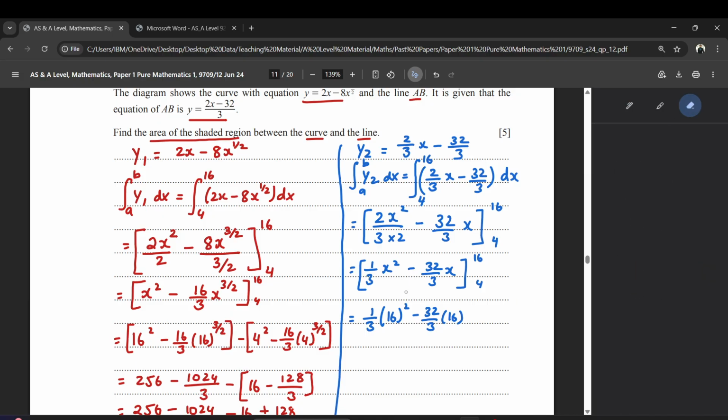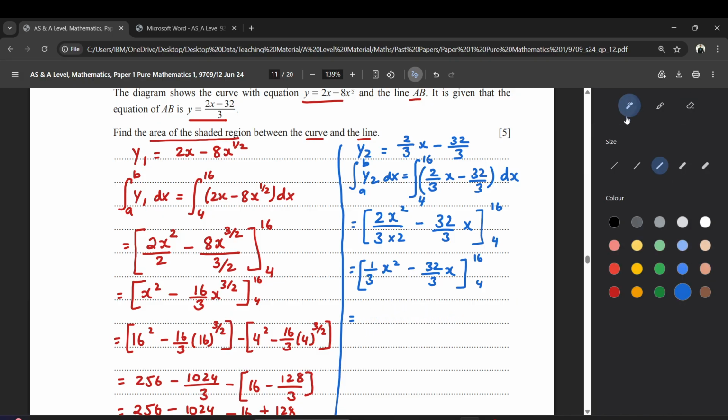Okay, there's also one more thing that you can do to simplify your working. You can take 1 upon 3 common. Okay, if I take 1 upon 3 common, so I can take it outside the bracket. So I would have x squared minus 32x. Okay, if this makes your life easier, then why not? So we have 1 upon 3 times, now x squared, that would be 16 square minus 32 times 16.